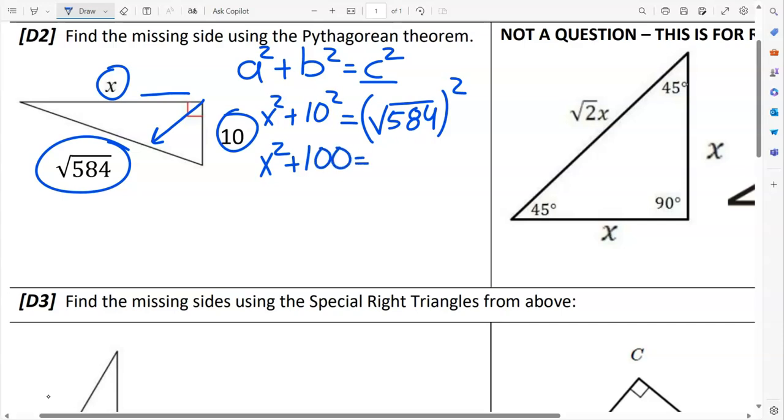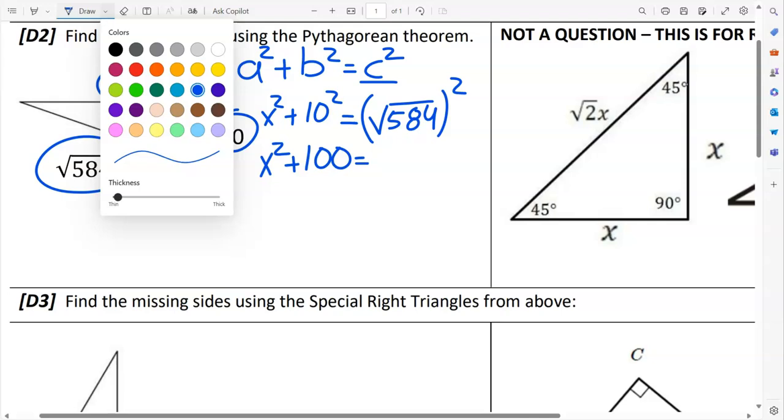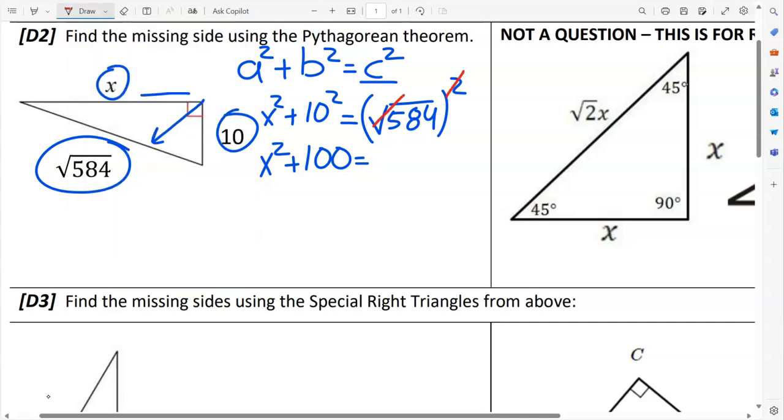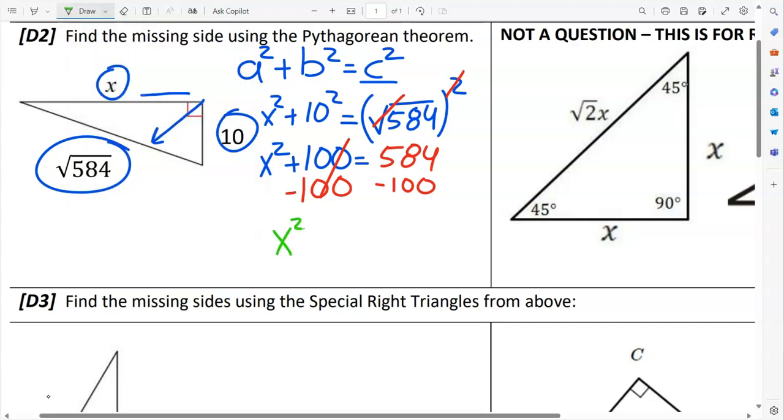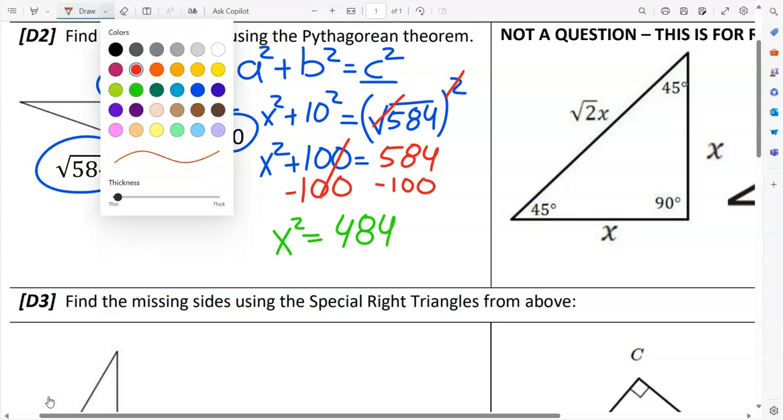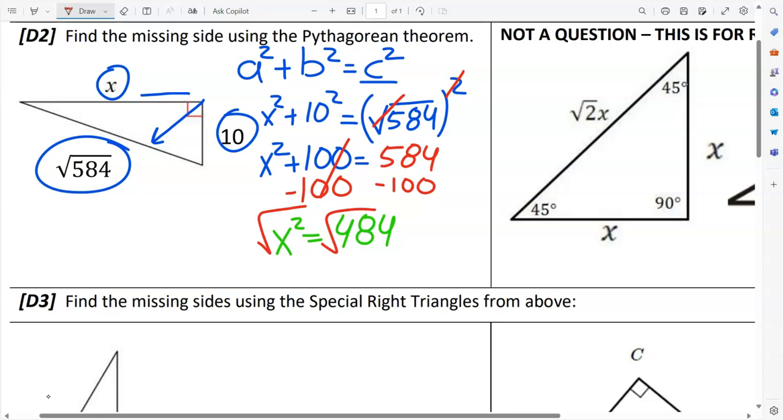10 squared, 10 times 10 is 100. Right here, it looks hard, but it's really not. Those just cancel out, so we get 584. Then we're going to subtract 100 from both sides. That cancels that off. We get x squared is equal to 484. We want to square root both sides to get rid of this squared, just like what happened up here. And then that means that those are going to cancel off. And the square root of 484 is 22.